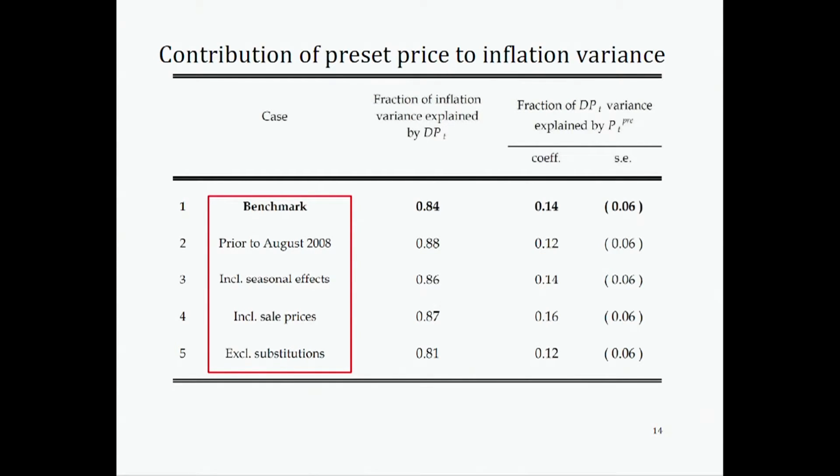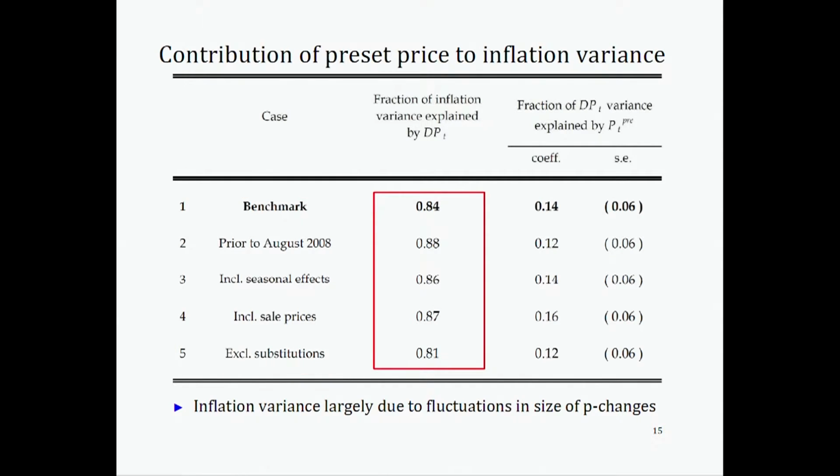The first thing that you find is that if you remember, inflation is the product of the fraction of price changes and the average size. It looks like the average size is the one that is most important for fluctuations in inflation. So you could summarize it as saying that the intensive margin of price adjustment is most important for understanding inflation fluctuations.